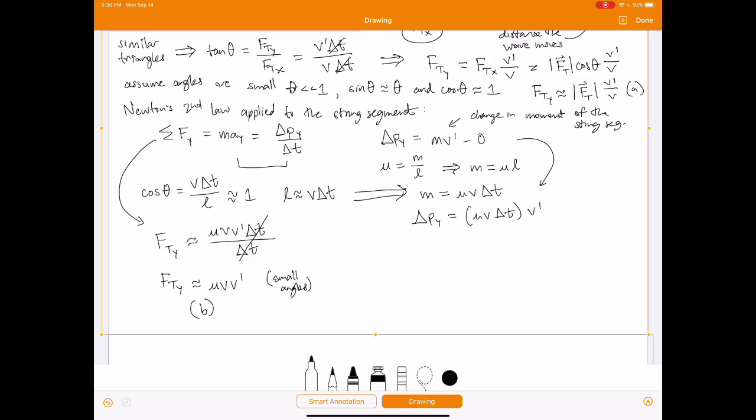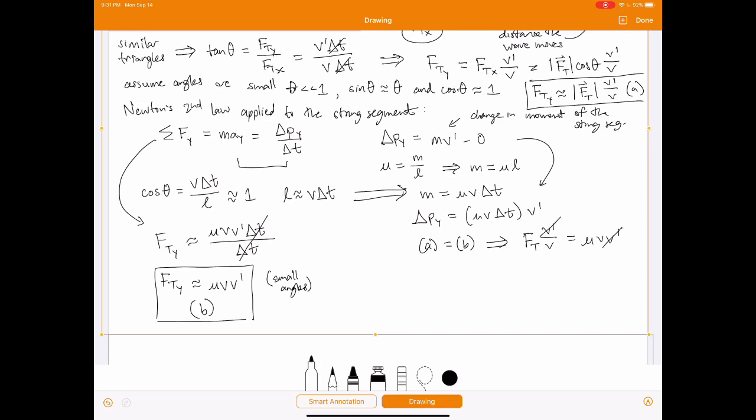Okay, so here, let me put a box around result A. For Fty, this is what we got. And then result B, we have a different expression for Fty. Of course, we can just set them equal to each other. In other words, A is equal to B. They're both expressions for Fty. And here's what that gives us. So we have the force of tension, the magnitude of that force, times v prime divided by v. That's result A. Equals mu times v prime. That's result B. So first, we'll cancel out v prime.